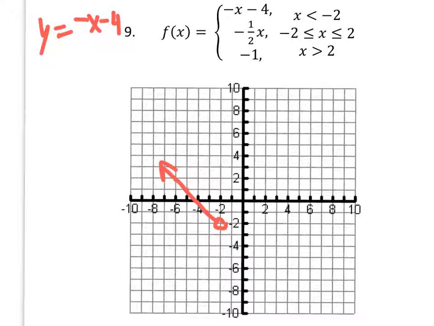Now let's take a look at the middle piece. Let's pretend it says y equals -1/2 x. And you can put a +0 if you want, just to make it a little more clear to you. That middle one crosses the y-axis at 0. That's the b value. And from that point, you're going to go down 1 over 2, and down 1 over 2, and down 1 over 2. And you could use that same slope pattern backwards to extend it this way. However, it says your domain is to be from -2 to +2.